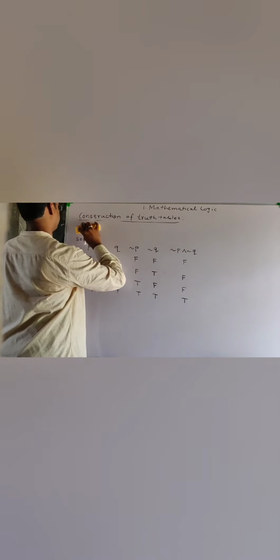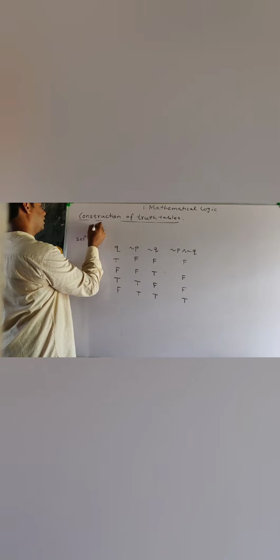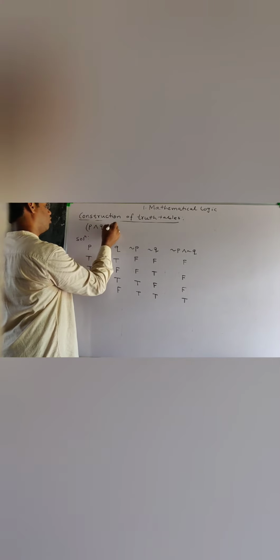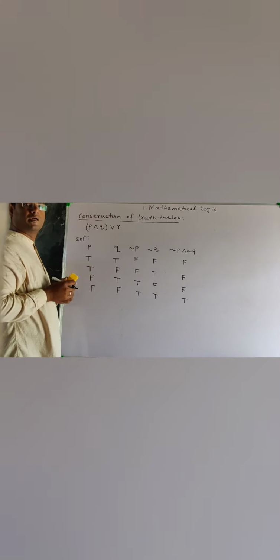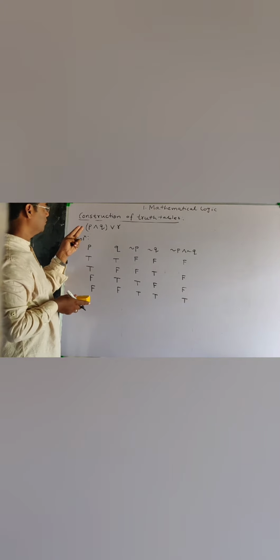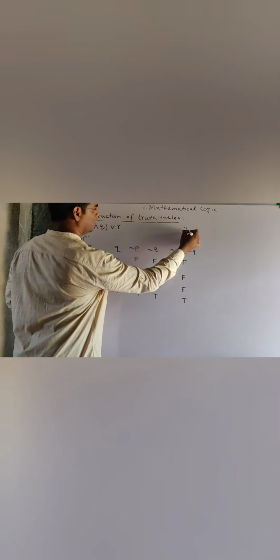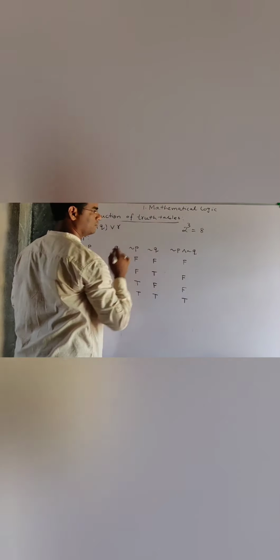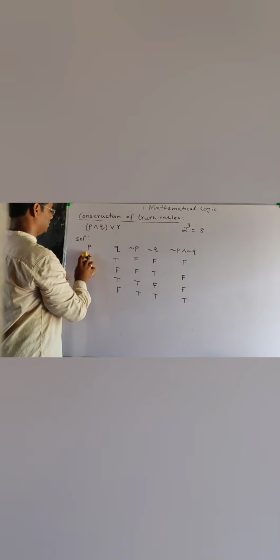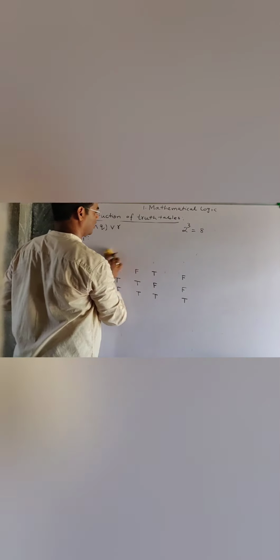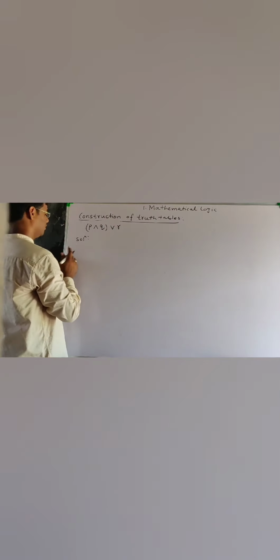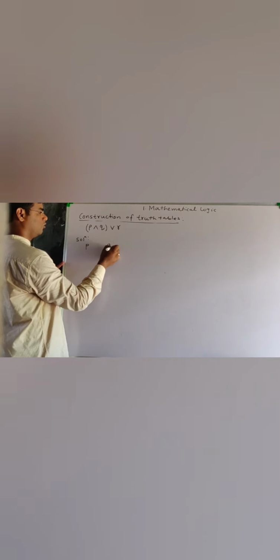Suppose we have 3 statements, P and Q or R. So here we have 3 statements, that is P, Q and R. So the total entries will be 2 raised to 3, that is 8. So let us construct the truth table for P and Q or R. For 3 statements we will have total 8 entries, P, Q, R.